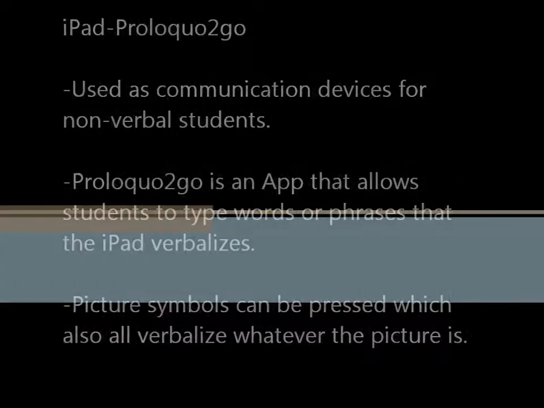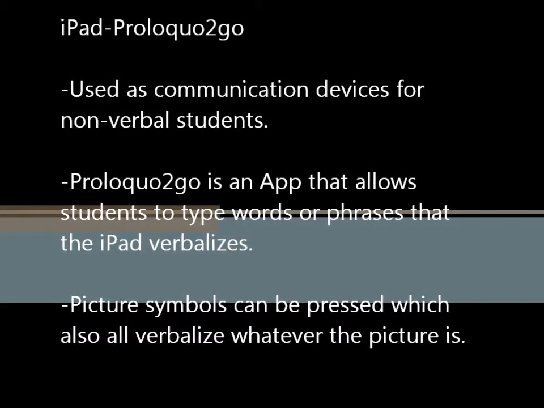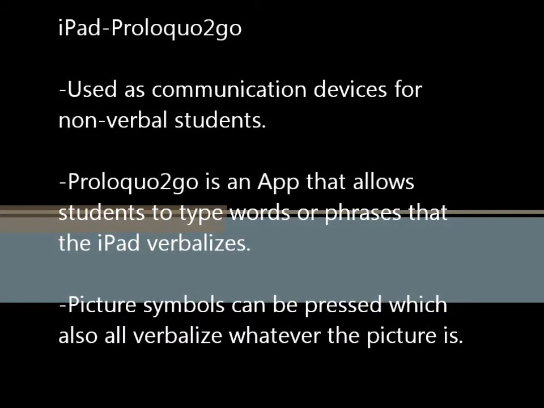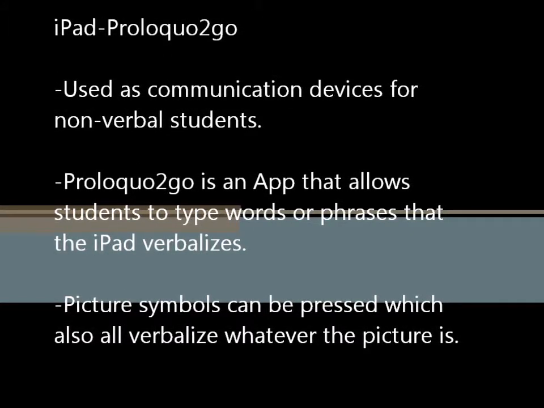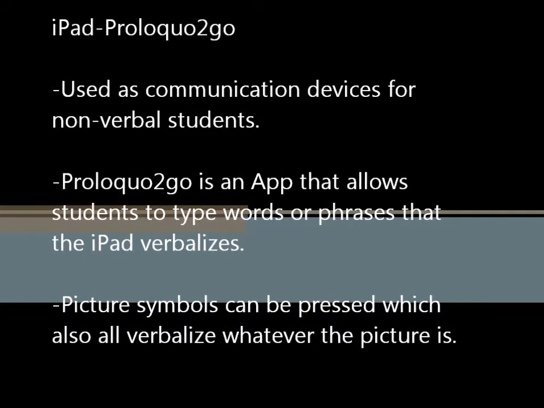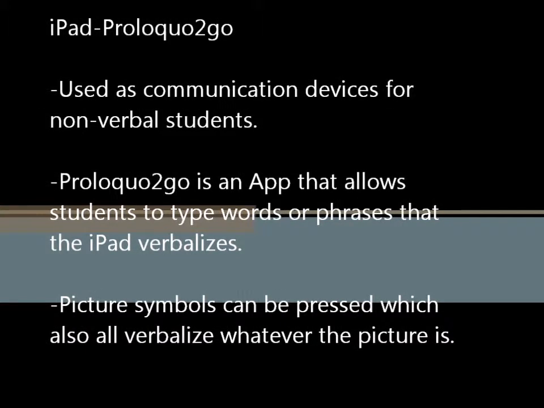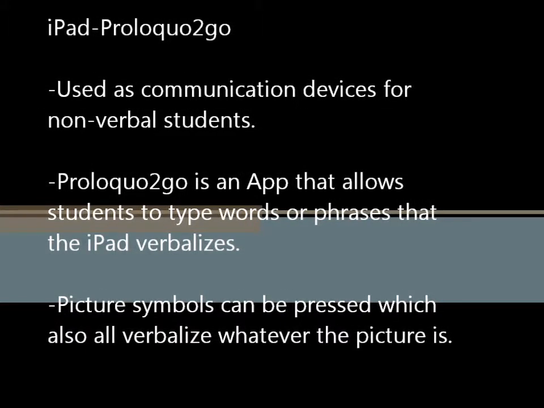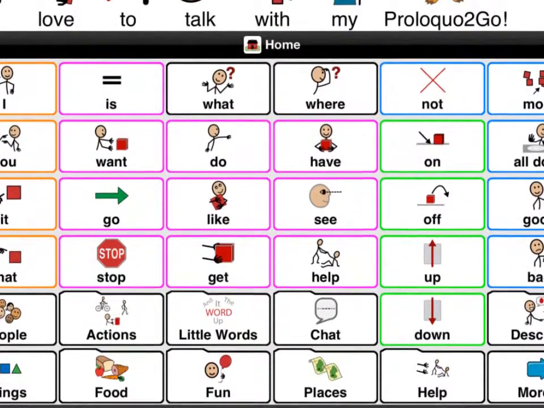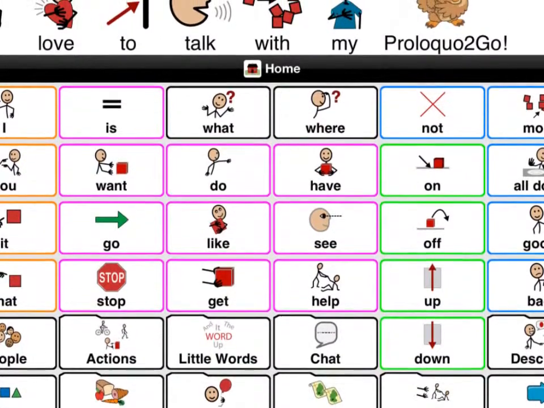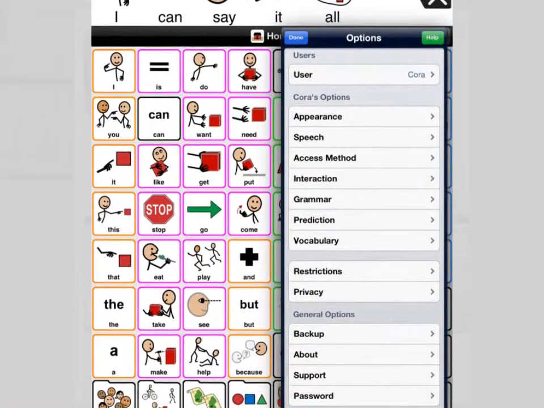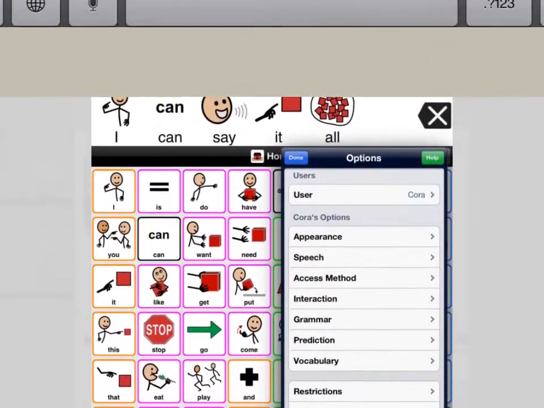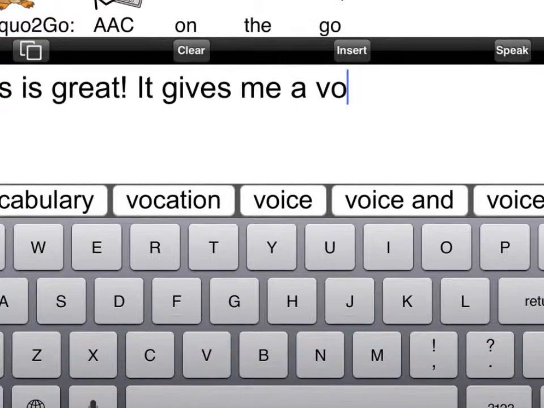Many students in inclusion classrooms use iPads. They are used as communication devices for many nonverbal students. Proloquo2Go is an example of an app that students use on the iPad, and this allows them to type words or phrases, which the iPad then verbalizes or speaks. There are also picture symbols with text, which allows students to choose a word and then press it to verbalize it. Again, this is great for students who are nonverbal or would benefit from having a list of phrases and words in front of them to choose from.